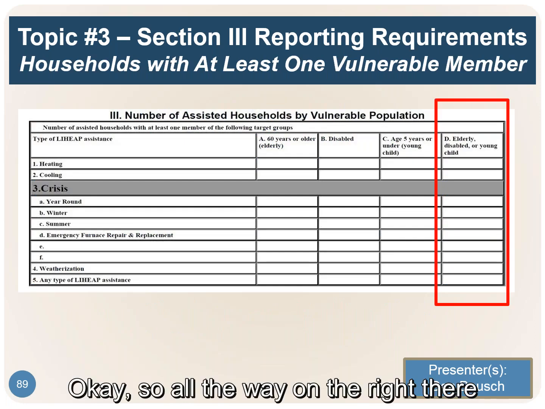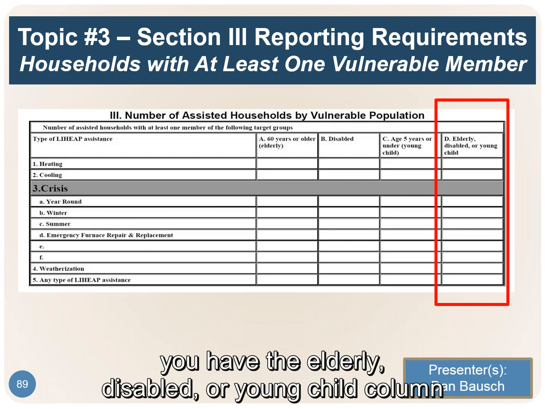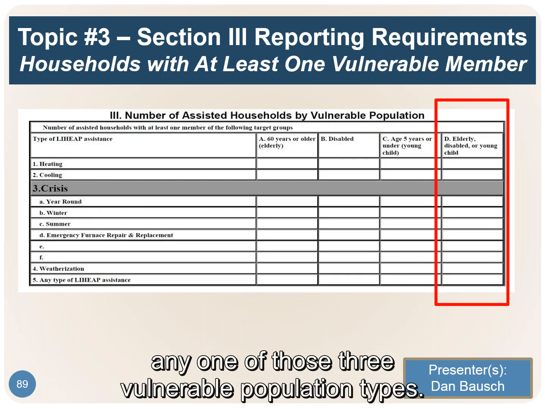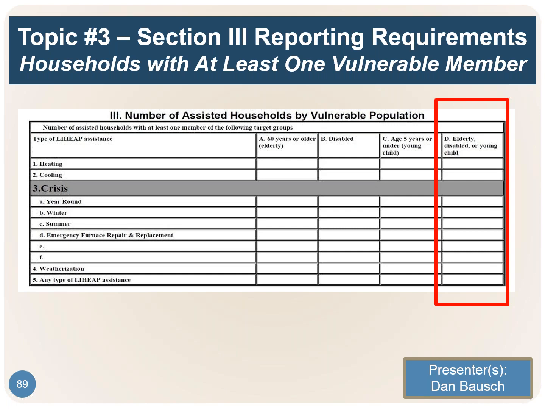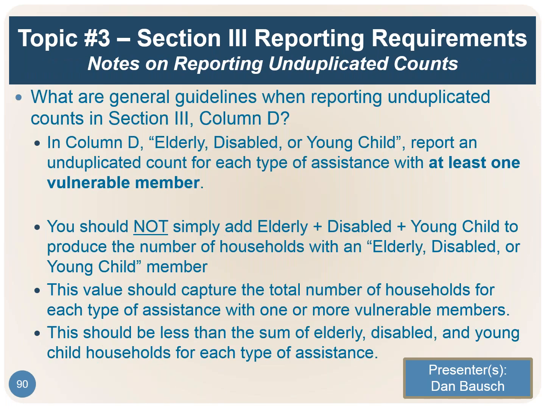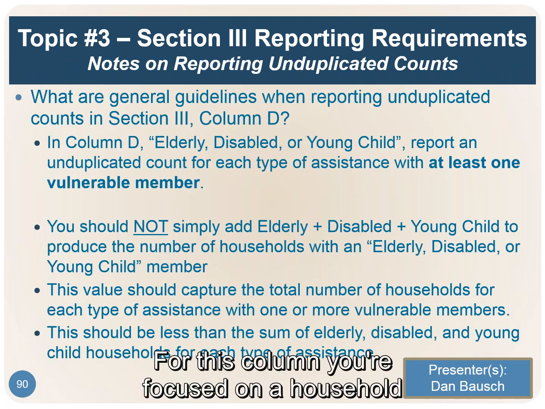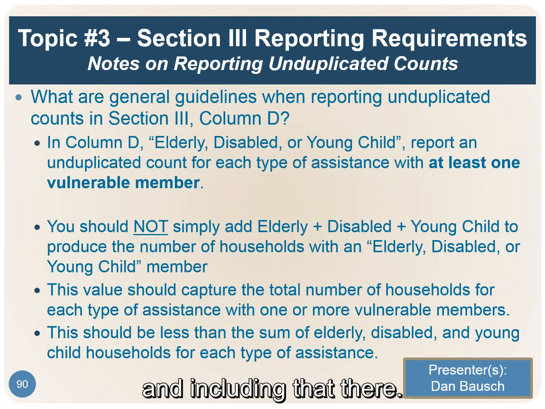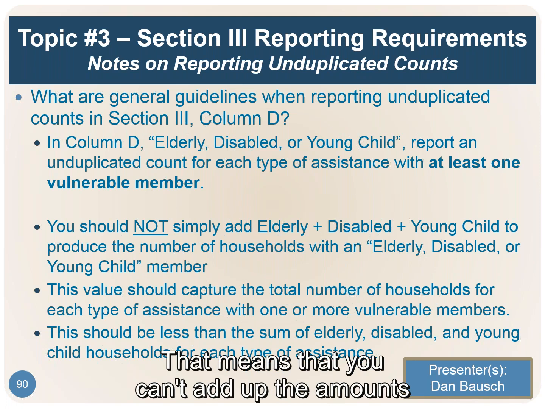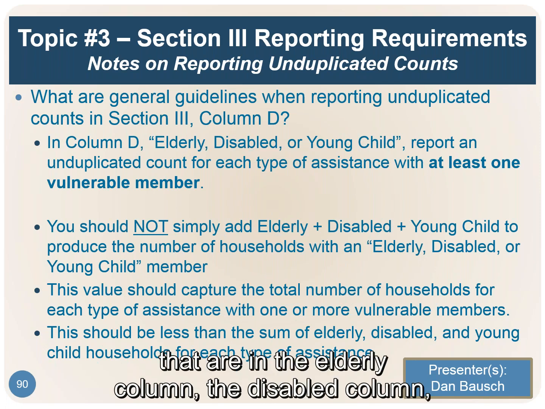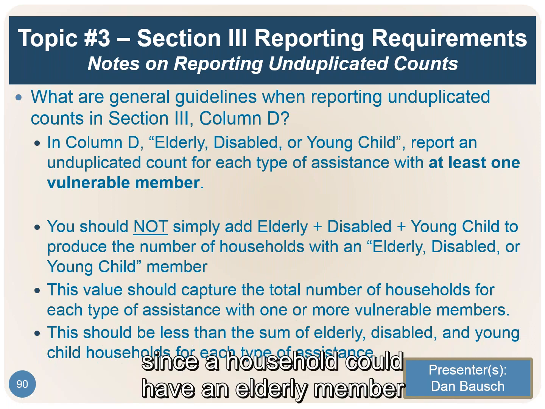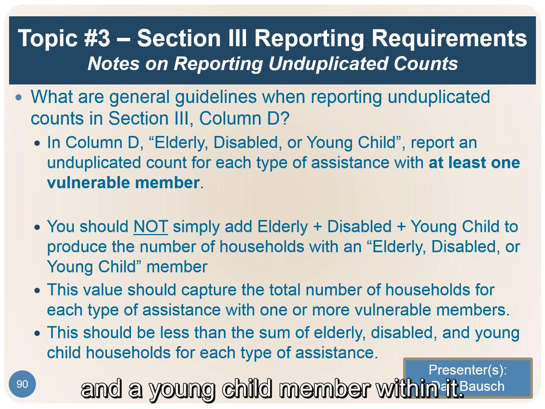Okay, so all the way on the right there, you have the elderly, disabled, or young child column, where you're reporting the number of households that have any one of those three vulnerable population types. So for this column, you're focused on a household that has at least one vulnerable member. So that means that you can't add up the amounts that are in the elderly column, the disabled column, and the young child column, since a household could have an elderly member and a young child member within it.